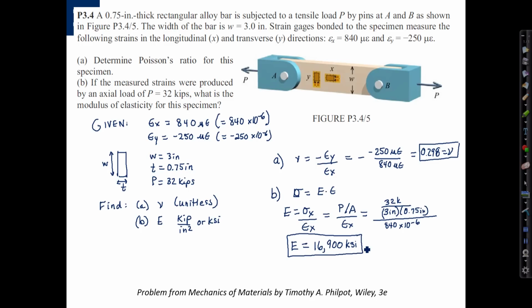I wrote the units as KSI. Let's do a check here. Kips divided by inches squared, so it checks out.